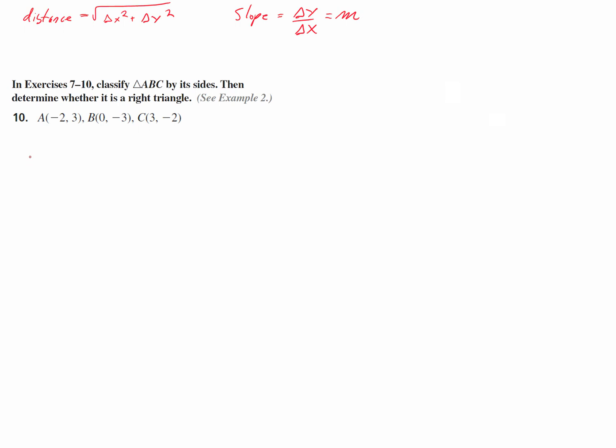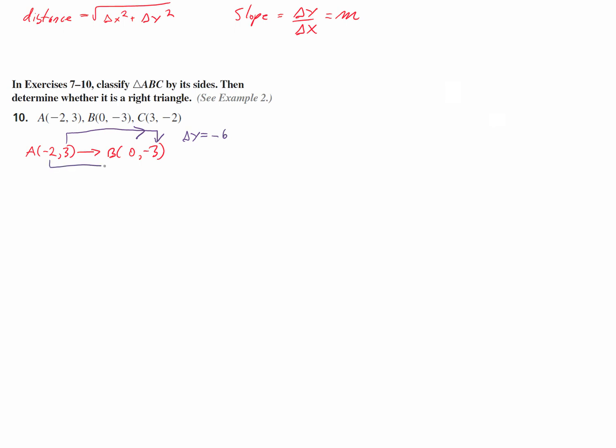Well, one of the sides is AB. So I have A, which is negative 2 comma 3, and I have B, which is 0 comma negative 3. And I want to calculate the change in y and the change in x. And this is the way I like to do it. What I'll do is I'll take the y component of A and go to the y component of B in this direction, and that's going to be my change in y. If I'm going from 3 to negative 3, I have to subtract 6, so that is my change in y.